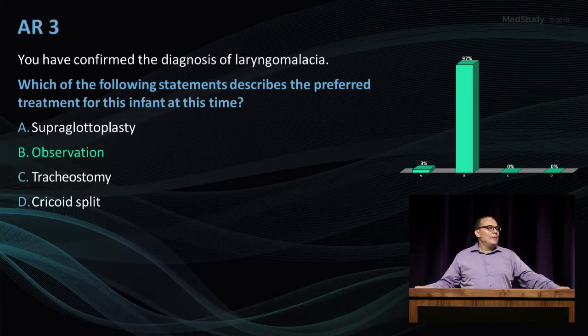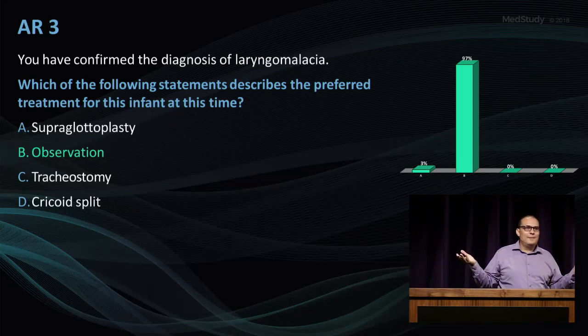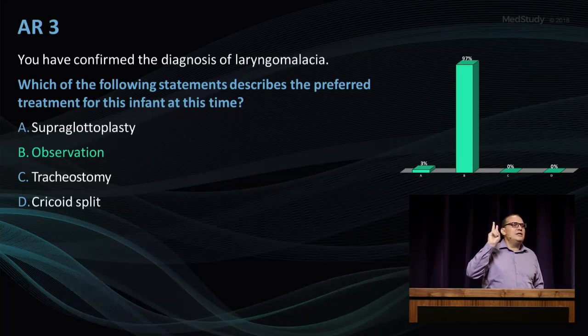Excellent. So supraglottoplasty is, by the way, the surgical procedure of choice for laryngomalacia. So when you choose observation, observe for what? There are two complications of laryngomalacia, and we made this mistake.